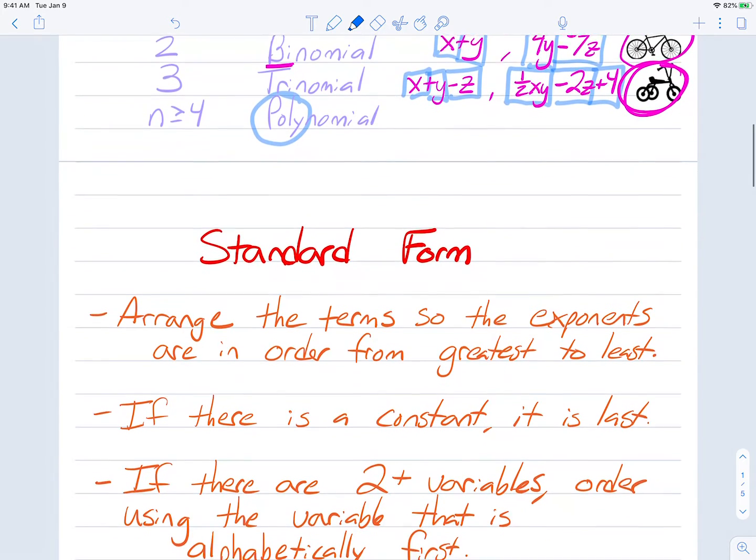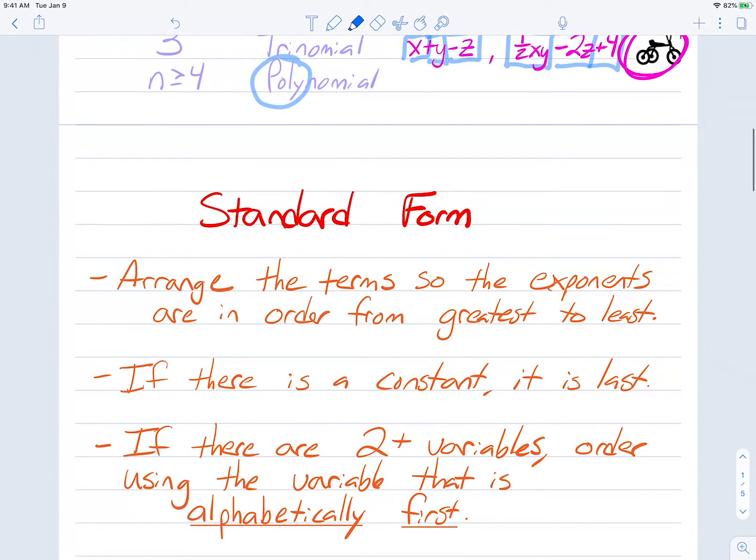This is kind of like the grammatically correct way of writing something. There's a couple things that you do. First of all, you arrange the terms so that the exponents are in order from greatest to least. So the greatest exponent goes first. It's kind of like it's in charge, it has the highest exponent. The least exponent is going to be last. It's not in charge at all.